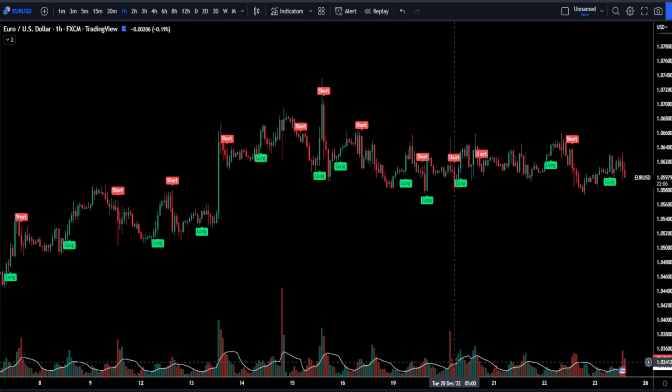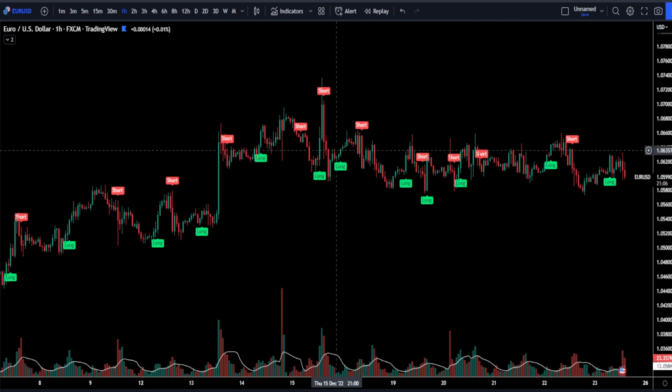Whenever the histogram bar on the volume indicator is above the white MA line, we will be looking to take trades, since this would indicate that there is enough volume in the market to push the price in the direction of our trades. But whenever the volume bar is below the MA line, we will not take any trades because this would basically mean that there isn't enough volume in the market.